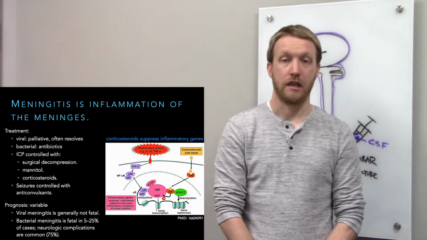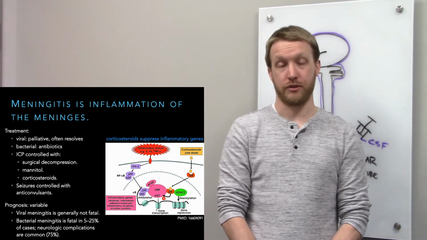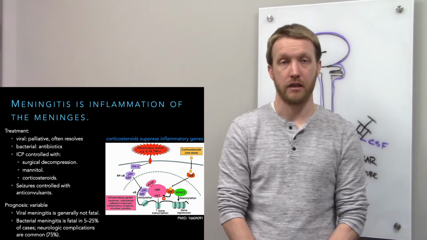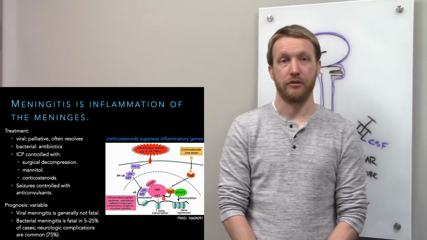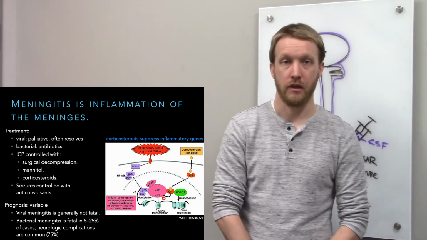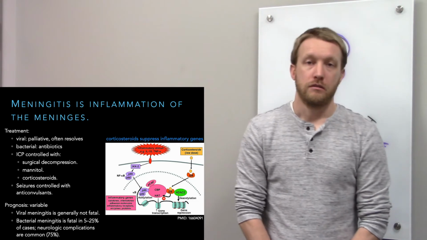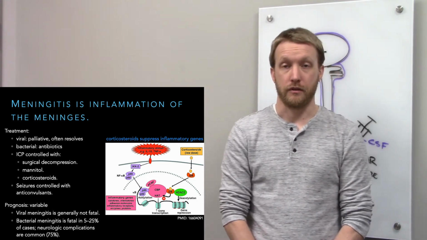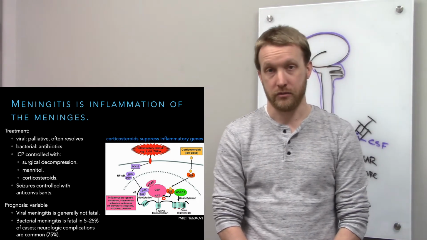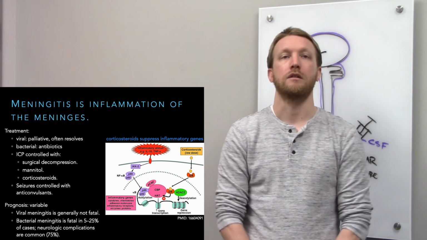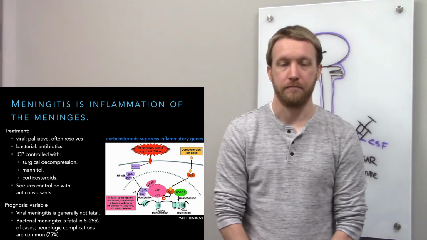Bacterial meningitis fares a whole lot worse than viral meningitis. So this will require treatment. We need antibiotics. Bacterial meningitis has a much worse prognosis, even with proper control. Neurological complications are going to occur in most cases of bacterial meningitis, and it can be fatal, of course, depending on who we're talking about, 5 to 25% of the time.